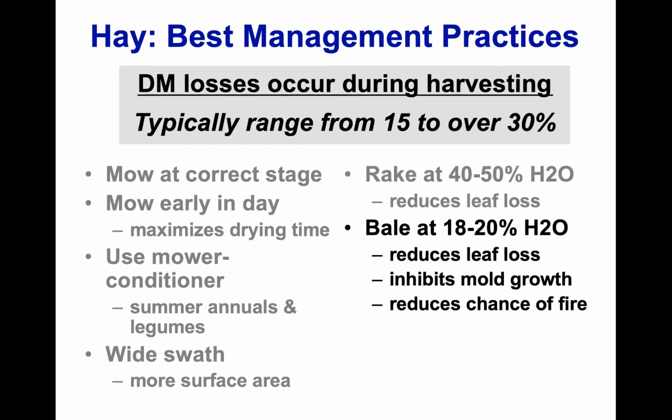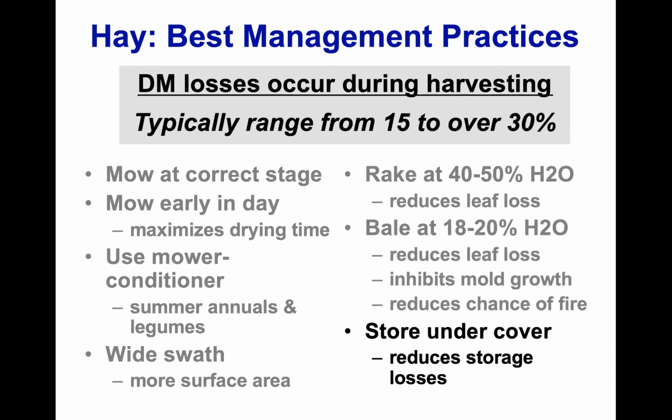We want to bale at 18 to 20% moisture. If we're using a big square bale, then 16, 17% would be a little bit better than even 18%. And that's going to reduce leaf loss because it's not too dry, but it's dry enough to inhibit mold growth and reduce the chance of fire. And then we want to store that hay under cover if at all possible.